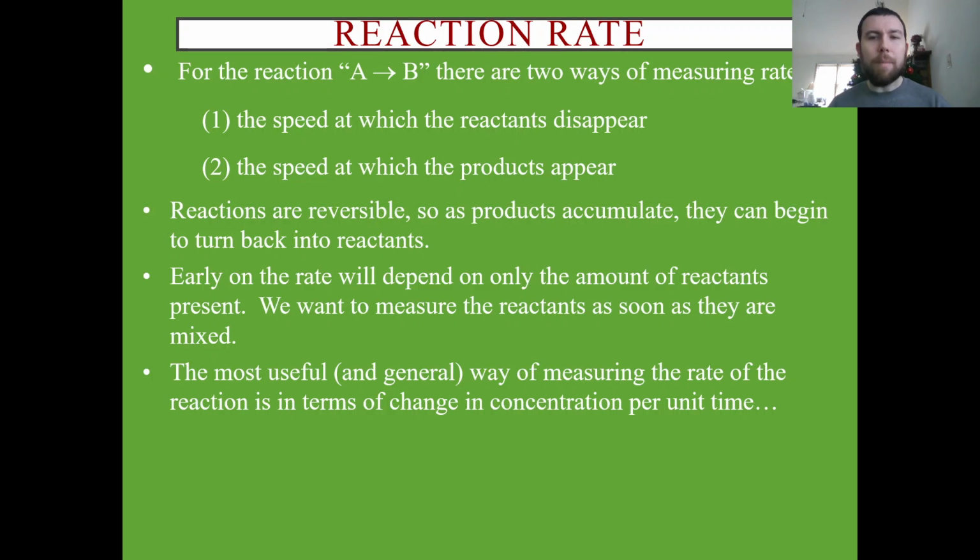Now, I've mentioned it already, but the most useful and general way of measuring the rate of a reaction is in terms of change in concentration per unit time, right? And so we think about it this way: the rate of a reaction is equal to the change in concentration of A divided by the change in time. We could also write it with respect to B. We could say the rate is equal to the change in concentration of B divided by the change in time.